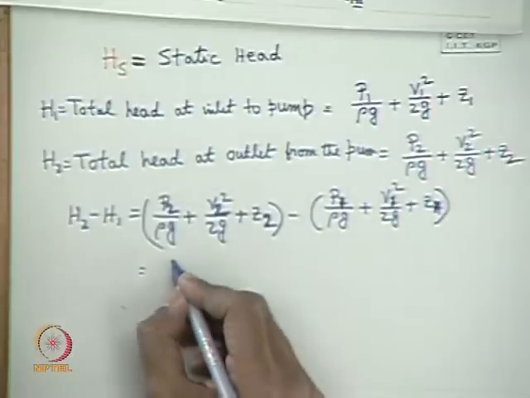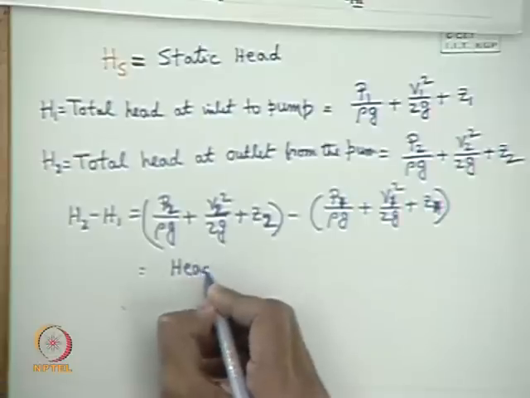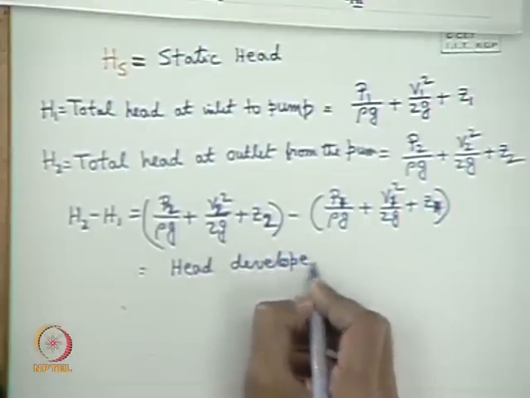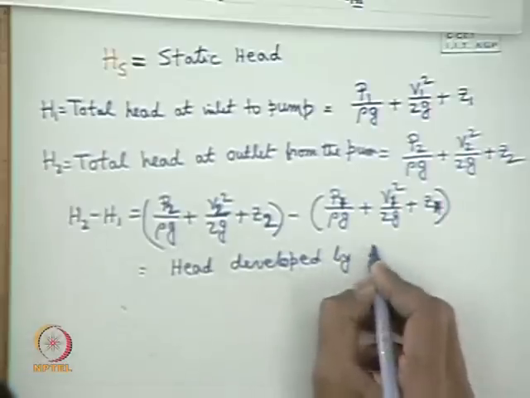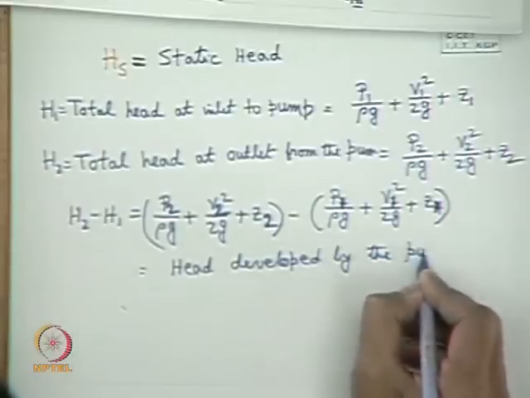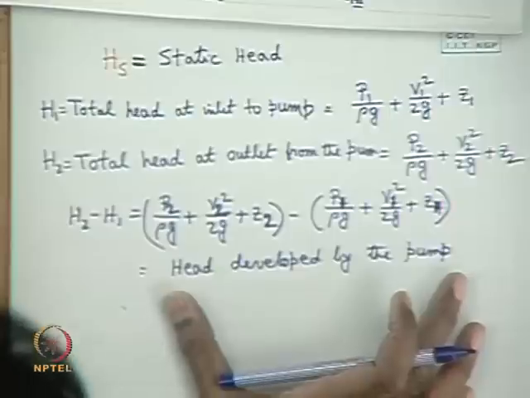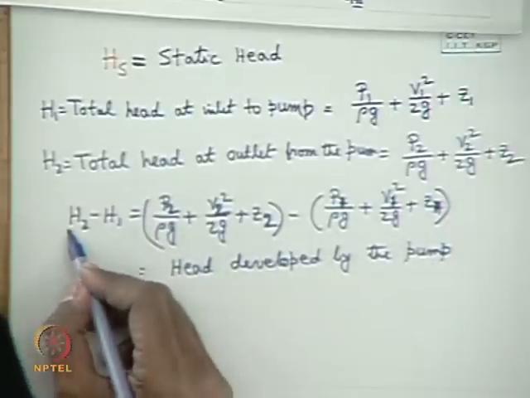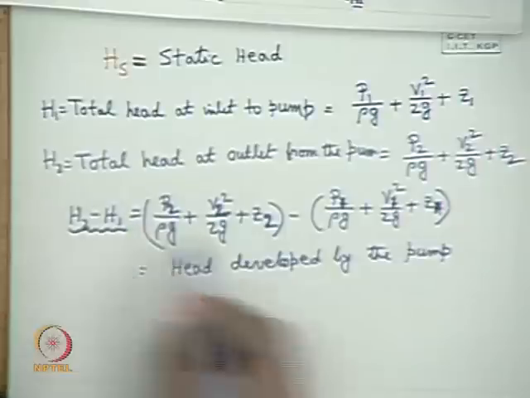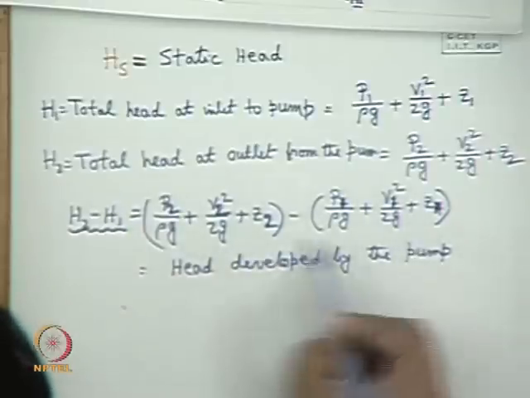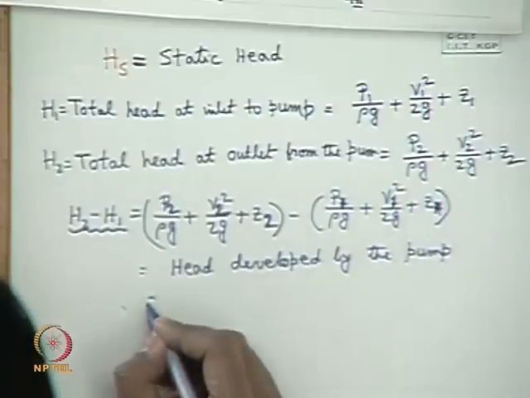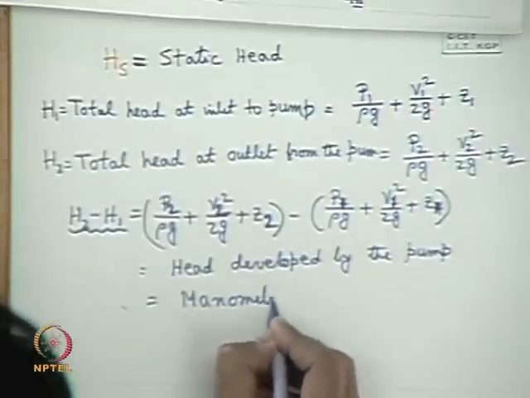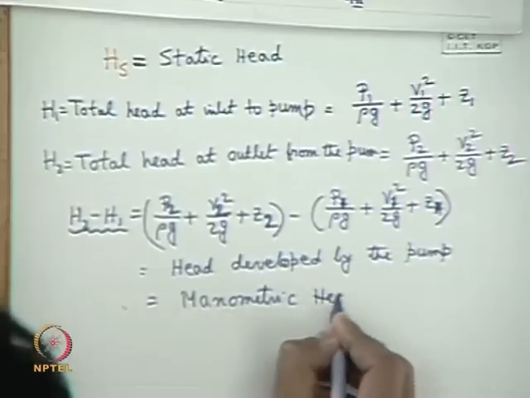And this is known as the head developed by the pump. That means this is the head developed by the pump, which is gained by the fluid. This is the change in the head from its outlet to inlet. This is known conventionally as the manometric head of the pump.